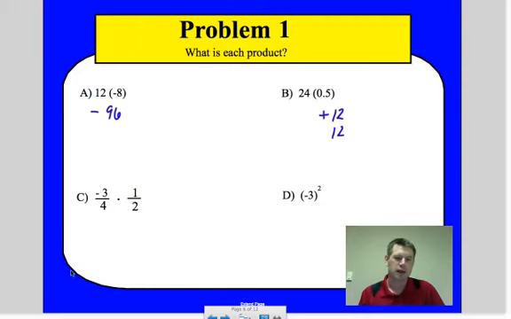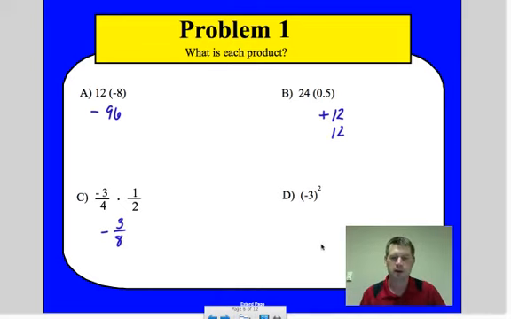Part C, negative 3/4 times 1/2. Negative and then positive, so again we're going to start off with our sign. Write the sign down first so you know what the end result is going to be, so you don't mess up the sign and forget it. Now we're just going to multiply fractions, straight across. 3 times 1, we're going to get 3. 4 times 2, we're going to get 8. So we get a negative 3/8.